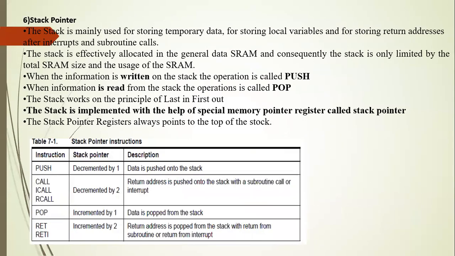Now, coming to one important block, which is the stack pointer. Basically, stack is a type of temporary memory wherein variables and addresses or maybe subroutines are stored. This stack is effectively allocated in the SRAM. SRAM is the static memory, and the size of the stack depends upon the size of the SRAM.